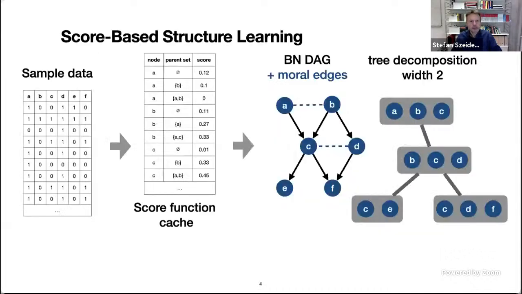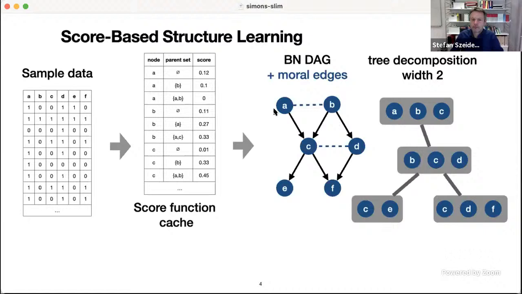And just briefly, what is this problem? If we start at the right-hand side, we want to find a Bayesian network, which is basically a DAG, a directed acyclic graph, where the nodes are also labeled with some tables, but we are interested in the structure in this DAG.